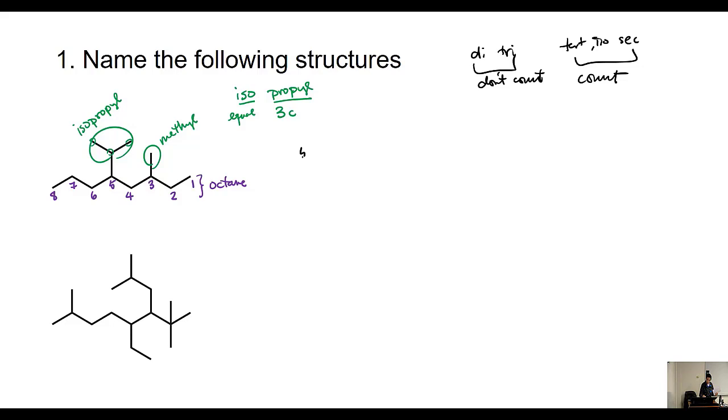So I go 5-isopropyl, and it's a dash, not a comma. 3-methyloctane. So this part, one part, one part, one part: 2 substituents and then 1 root.